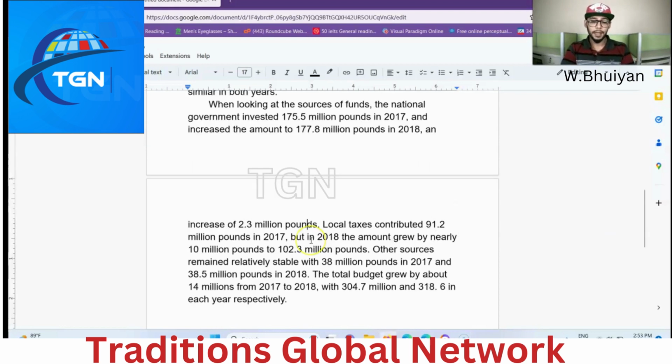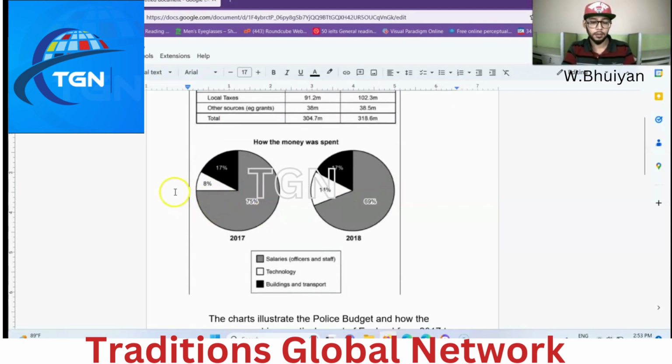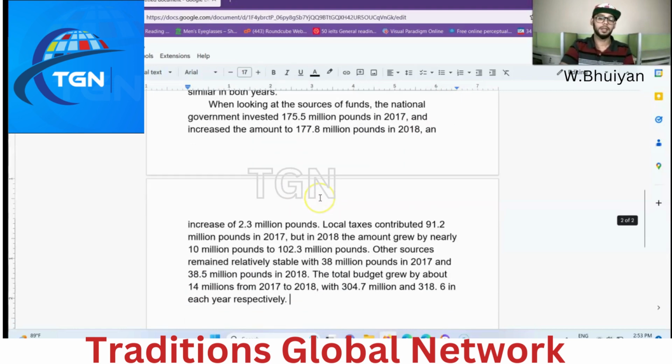Now, very simply, guys, I'm just going to finish up the pie chart very easily. Table is complete. Let's get to it, okay? 17 is the same. Buildings and transport, same, okay? 75, 69, there's a slight decrease. And 8 to 14, slight increase. So let's get to it.